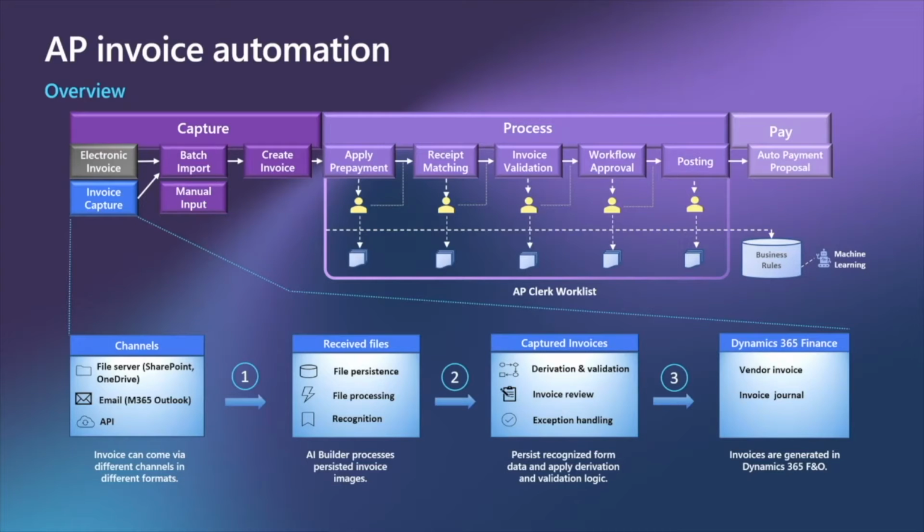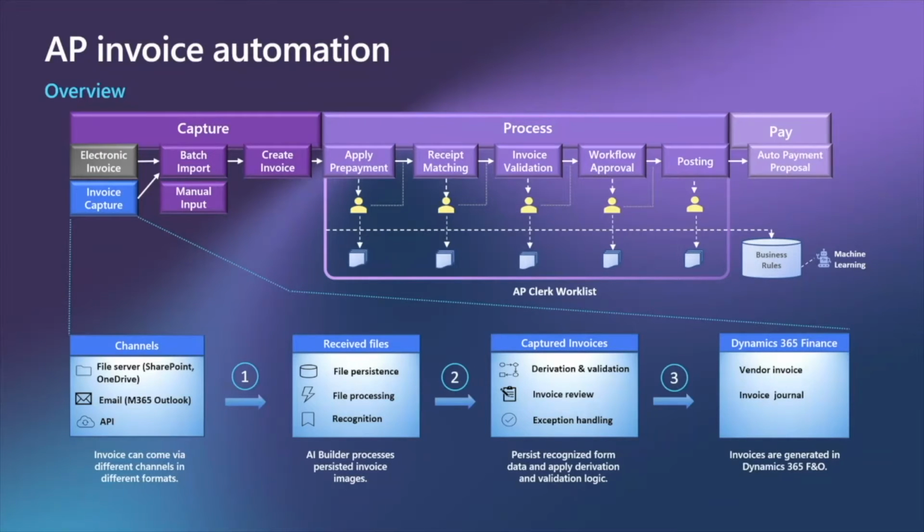In this phase, we will apply derivation validation logic depending on different invoice types. I will introduce what invoice types later in the later section. And then if the invoice is complete, it will automatically transfer to the F&O. If it contains some errors, we also provide a nice UI called the side-by-side viewer to help the AP clerk to correct the invoice.